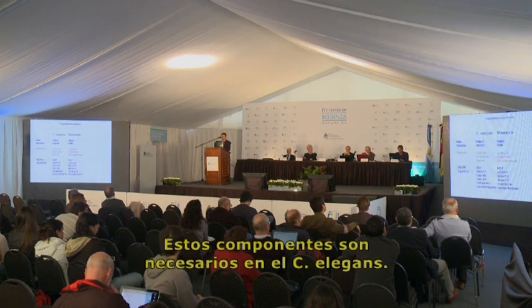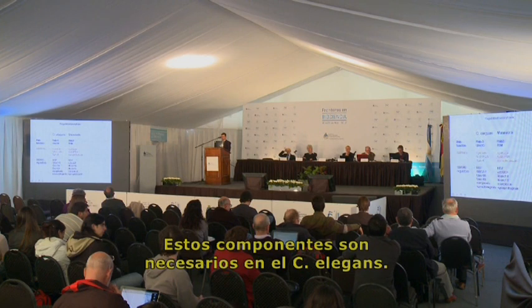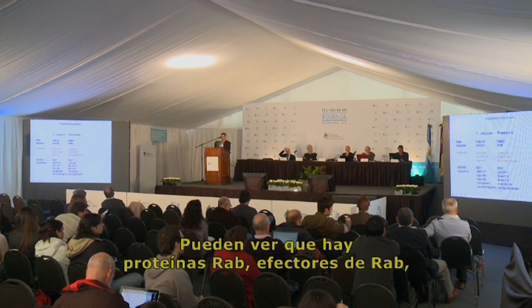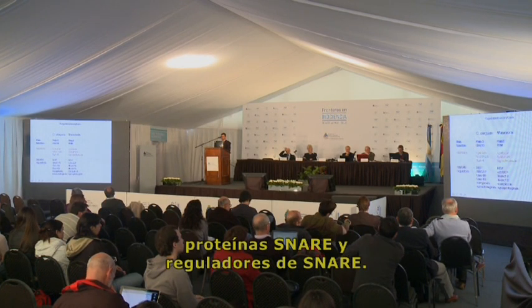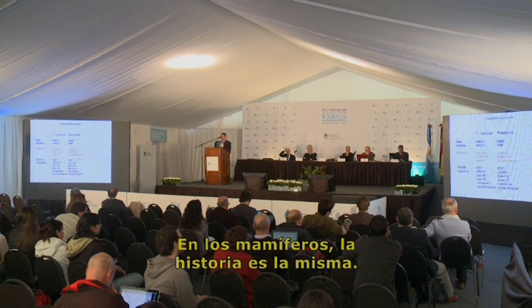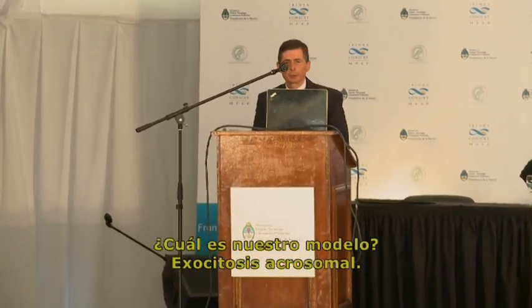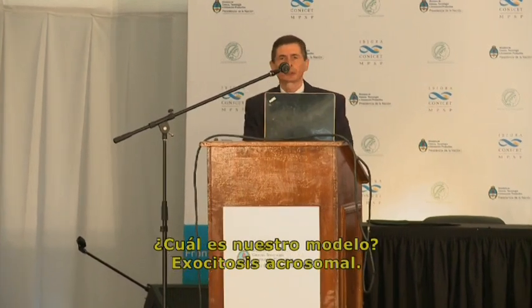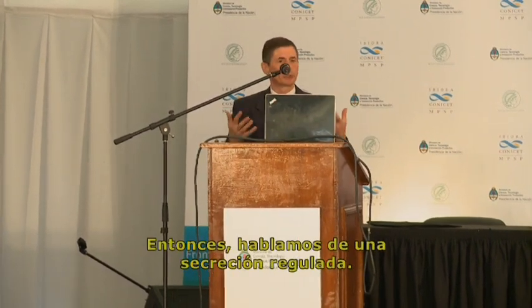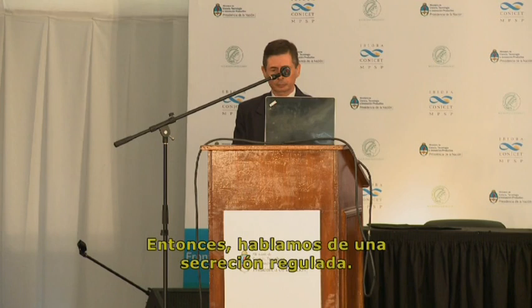These are the components that are required in C. elegans, and you see there is RAB, RAB effectors, the SNAREs, and SNARE regulators. In mammals, it's the same story. Now, what is our model? Our model is acrosomal exocytosis. So it's a regulated secretion.